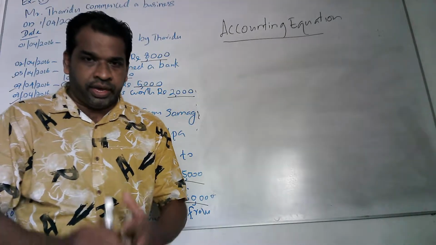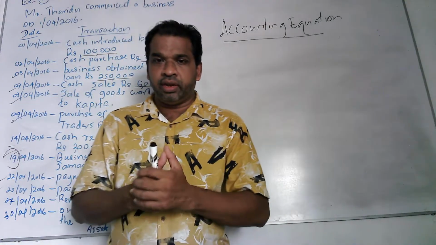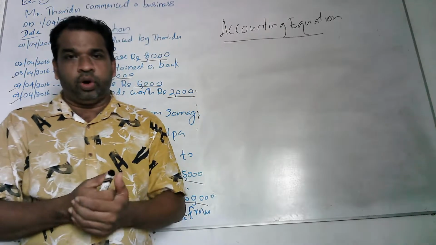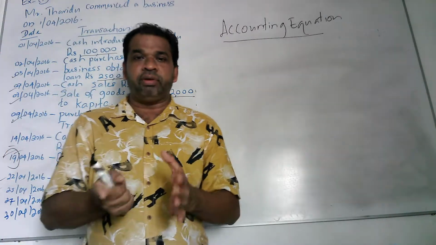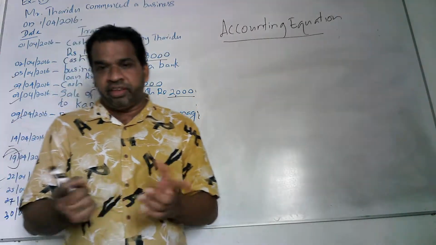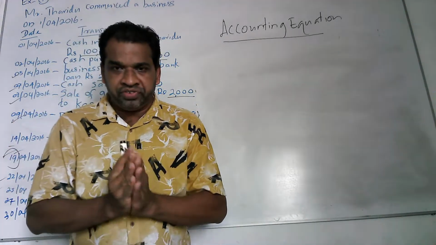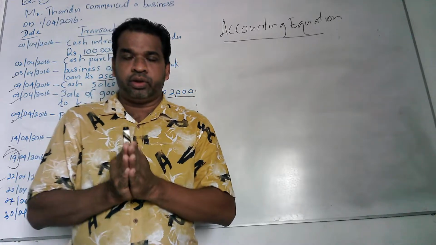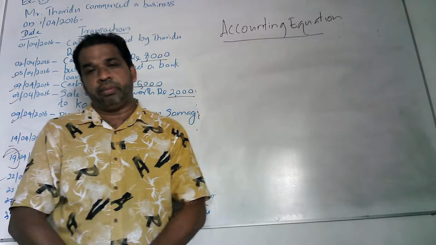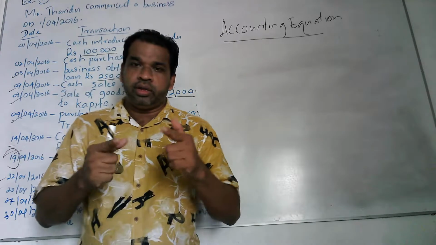If you produce a relationship between two variables or among more variables, that is called an equation. In mathematics we can have different types of equation. Here, if you produce the relationship between two or more accounting variables, then it is called an account equation.